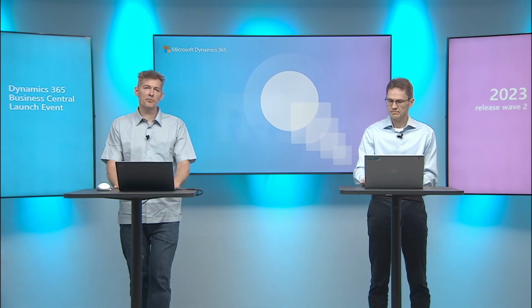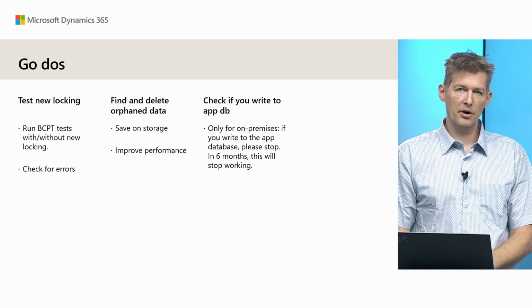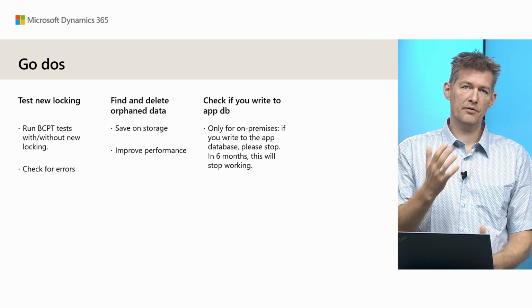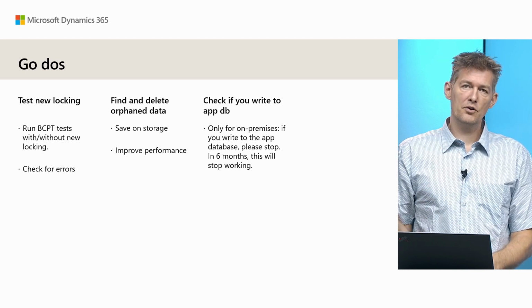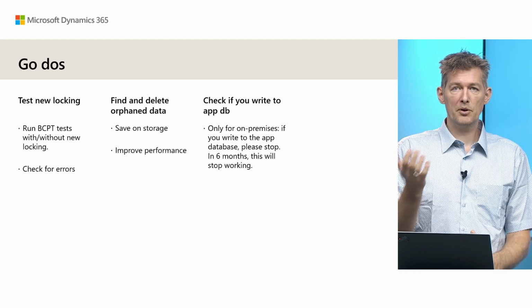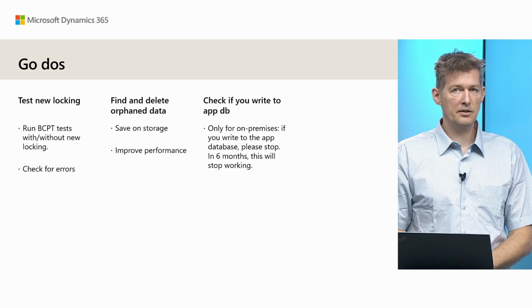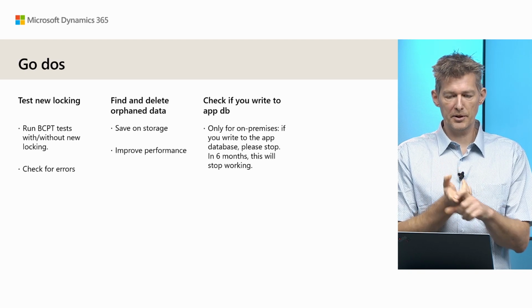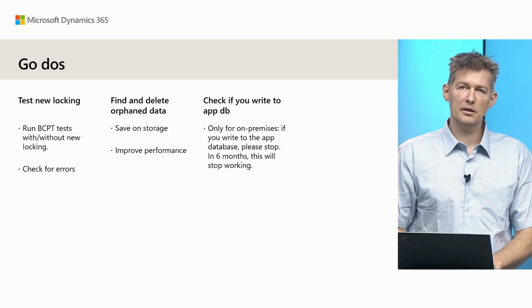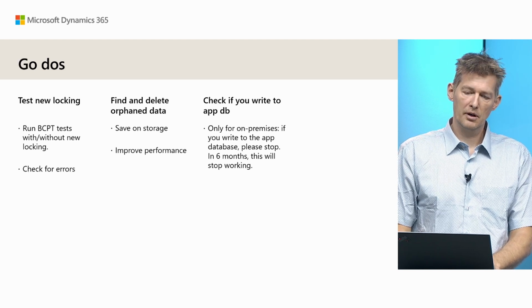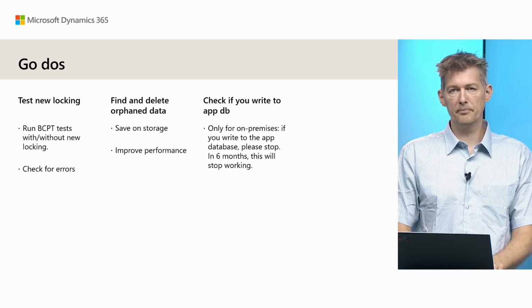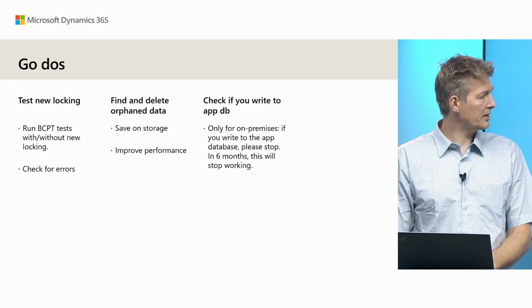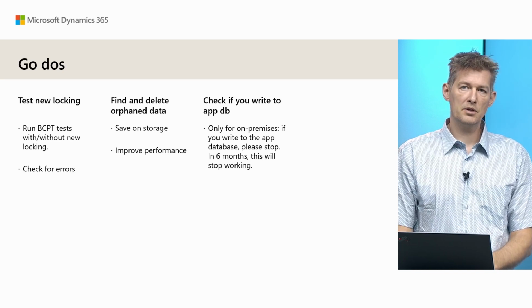Cool. So, to-dos. The most important thing is to test the new locking scheme. Try to run some BCPT tests and check for errors, check for locking or deadlocks. Maybe you don't know, but go and find out if you have deleted or orphaned data that can be deleted. You can save on storage, you can save on performance. And the third thing is, if you write to the AppDB, stop. In 6 months this will stop working. We're getting rid of the AppDB as a concept. So that's these changes, and this is one of the changes in that.